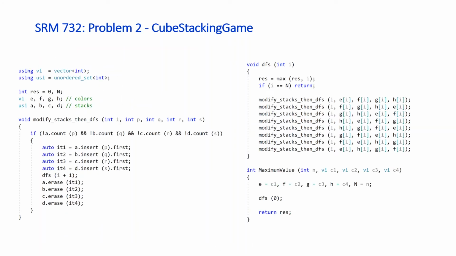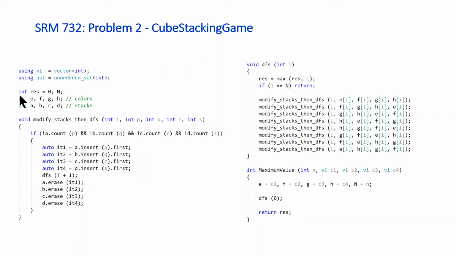So we have the code split up into 2 columns, but you can think of the right column going beneath the left column. And so we've got 3 different functions here. We've got our main DFS function, we've got a modify stacks then DFS function, and we've got our function that the problem asks us to implement. So it gives us an integer n, the number of colors, or I guess the colors are n plus 1 if you include white, and then the 4 vectors that represent the cubes.